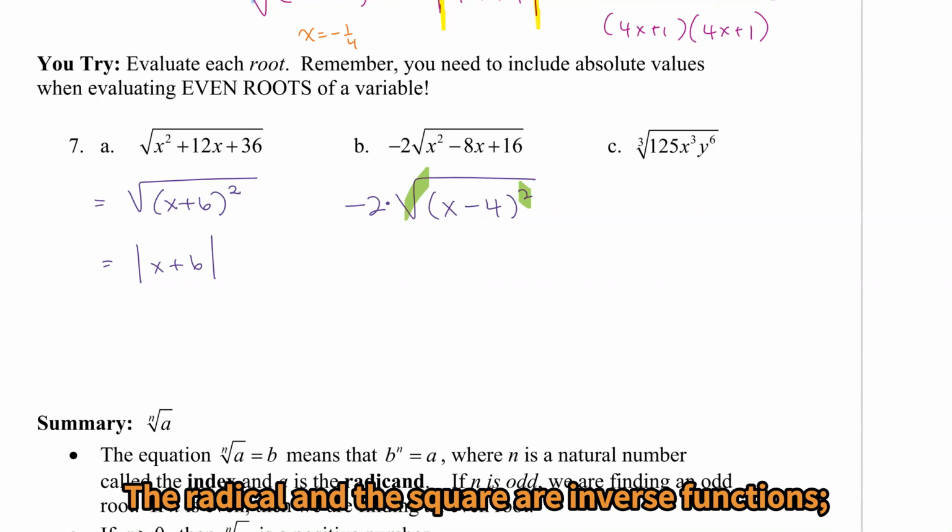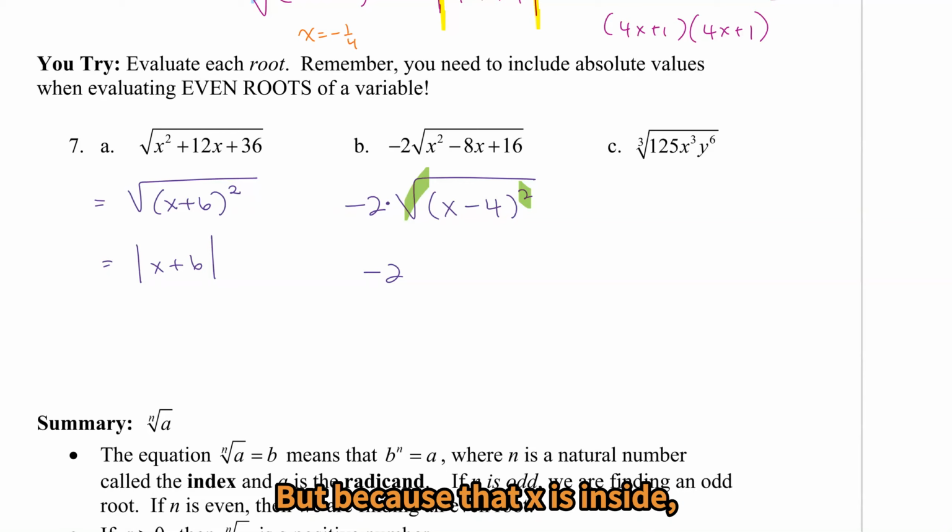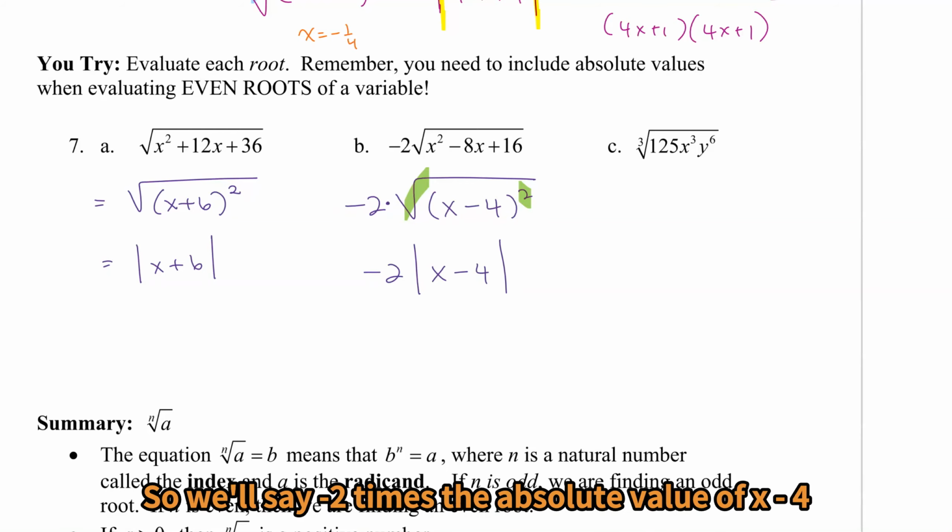The radical and the square are inverse functions. They cancel each other out. But because that x is inside, we need an absolute value. So we'll say -2 times the absolute value of x minus 4.